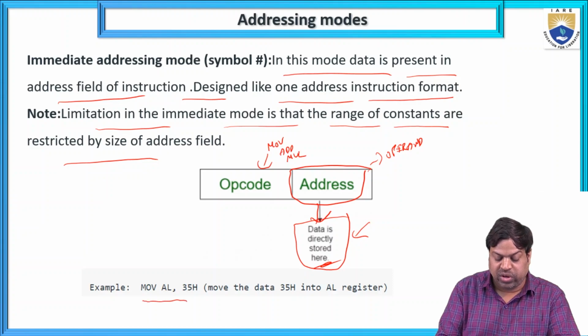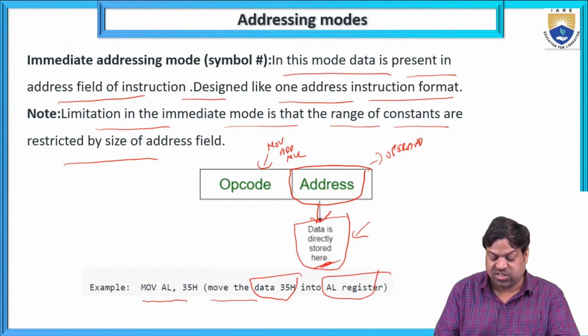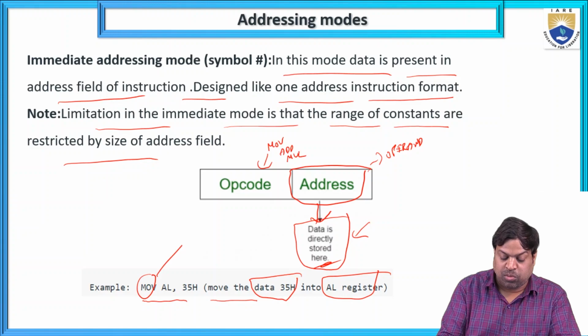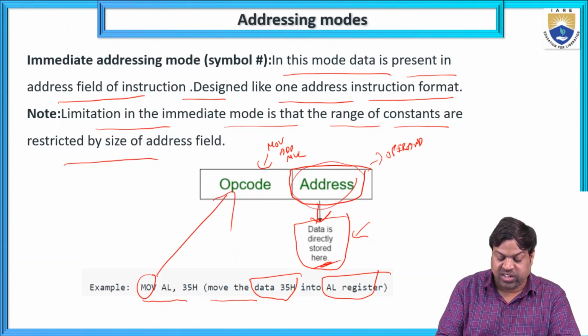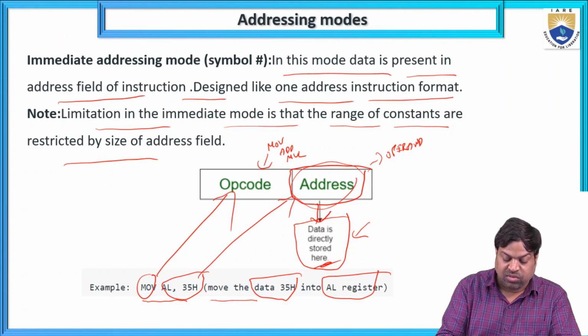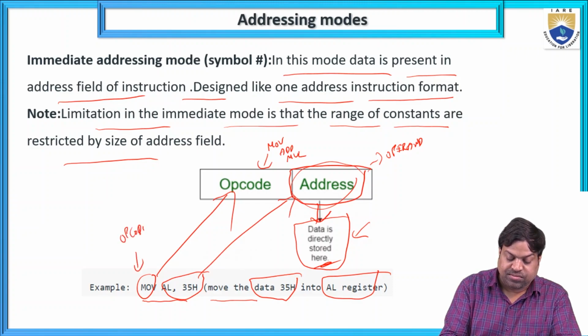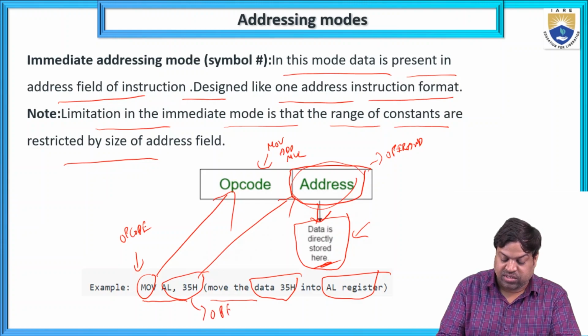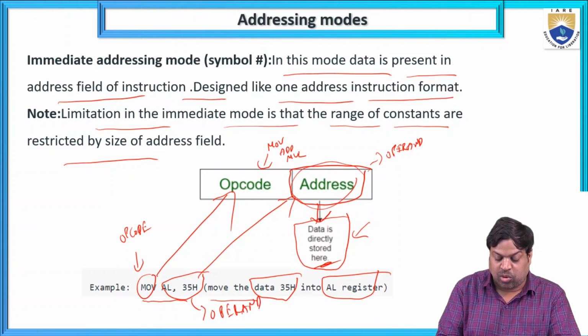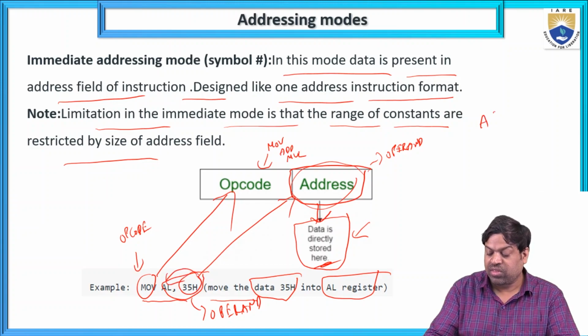An example of this is MOV AL, 35H. Here we move the data 35H into the AL register. So MOV is the opcode, and what is the address here? AL comma 35H. This is the operand. Maybe this operand consists of an address, but here 35H is the data which is stored in the AL register. So the value 35H is stored in the AL register.